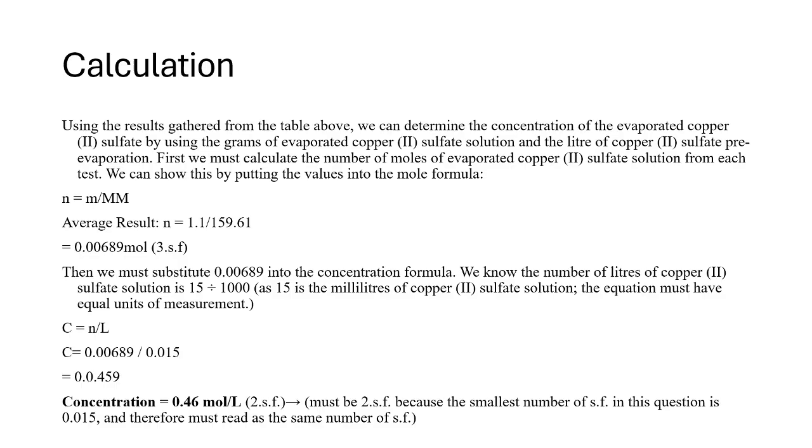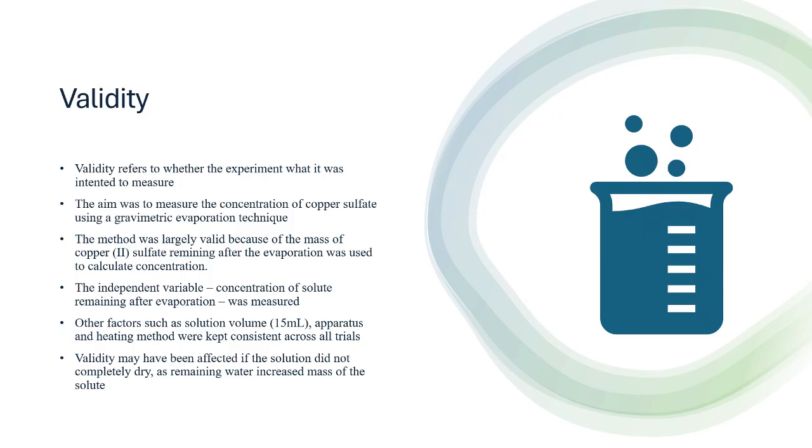As you can see, our final result is 0.46 moles per liter, which falls below the industrial specification of 0.60 plus minus 0.10 moles per liter, indicating the batch did not meet commercial quality standards. The investigation was largely valid as the independent variable, the mass of copper sulfate remaining after evaporation, was directly measured and used to calculate concentration.